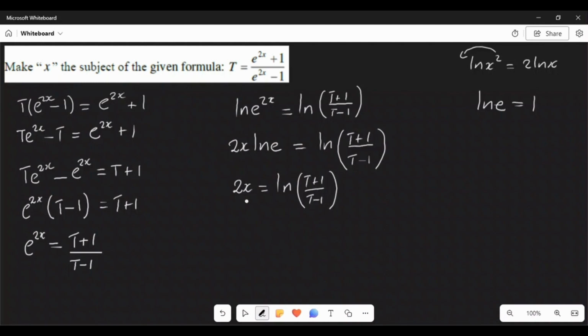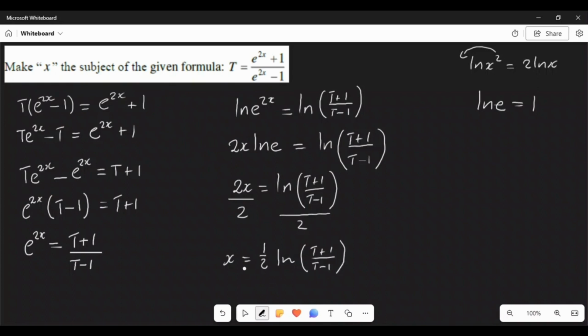So from here, what do we do? We divide by 2 both sides. Remember, we're looking for x. We divide by 2 both sides. So when you divide by 2, here we're going to be left with x, right? And then you can write it like this if you want to, 1 over 2 multiplied by natural log, and then we say t plus 1 over t minus 1. All right, so this, you can leave it like this.